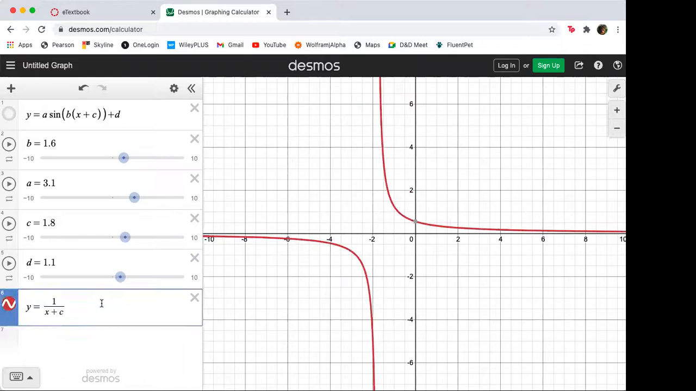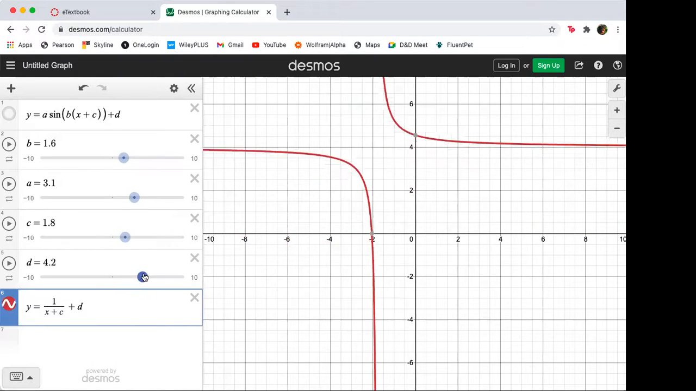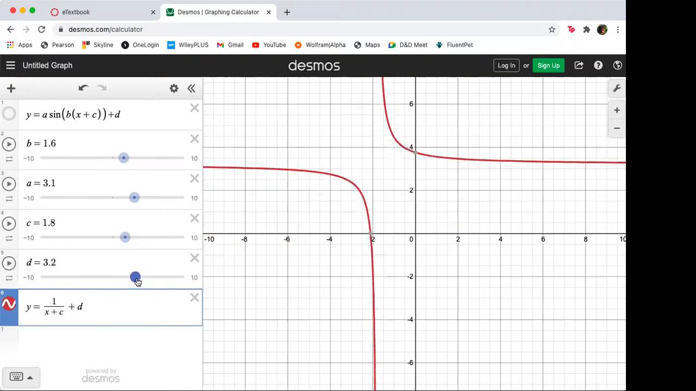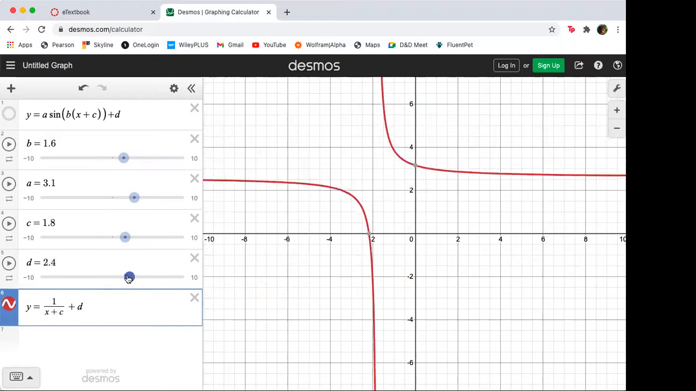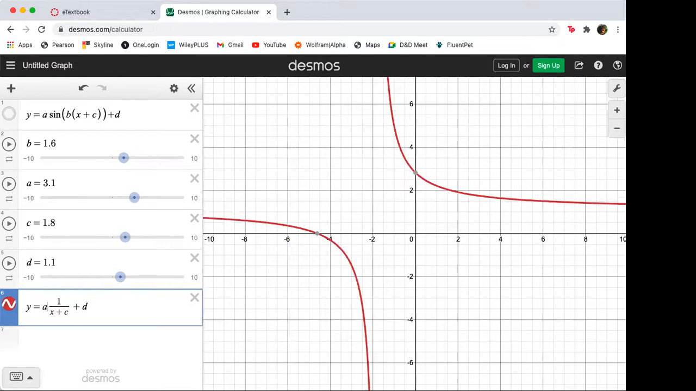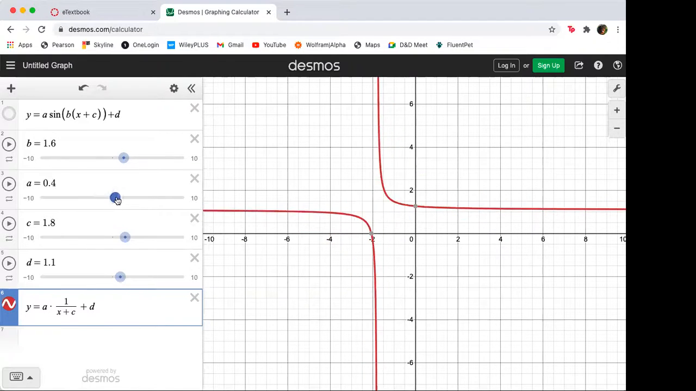If I put a plus d at the end, outside of the 1 over x, then that's going to produce a vertical shift. Vertical because it's after the 1 over x. Shift because it's addition. If I multiply this fraction by a, then adjusting a is going to stretch things.